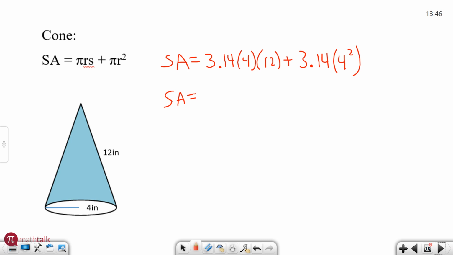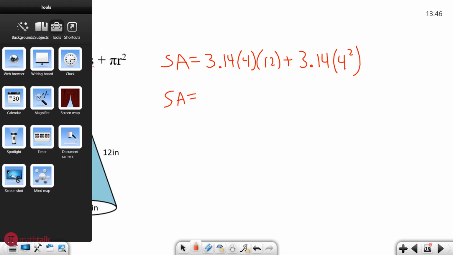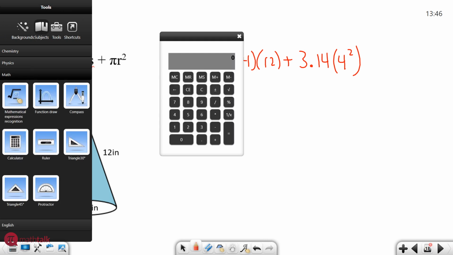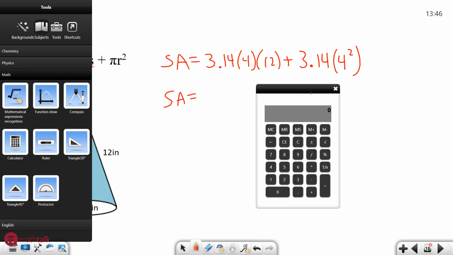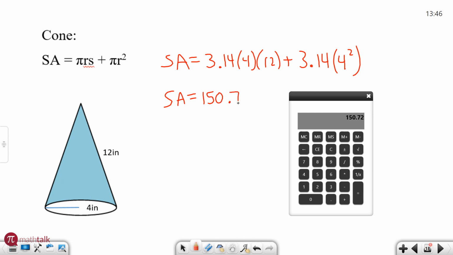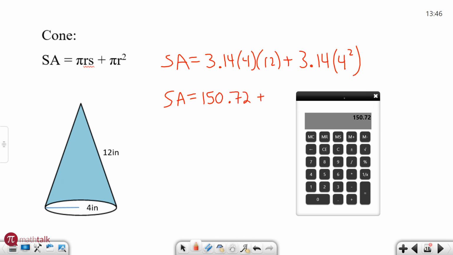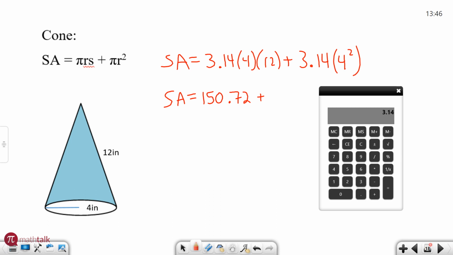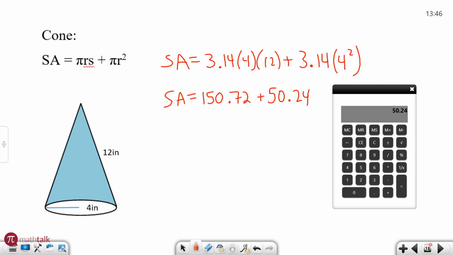I'm going to use a calculator for this because it involves larger numbers and also decimals, and I want to make sure that I get the right answer. So let's see, 3.14 times 4 times 12 is 150.72. Okay, plus 3.14 times 4 squared. Well, I know 4 squared is 16, so that's going to be 50.24. Okay? So now I have my 2 different parts of this. I can add them together to get my total surface area.